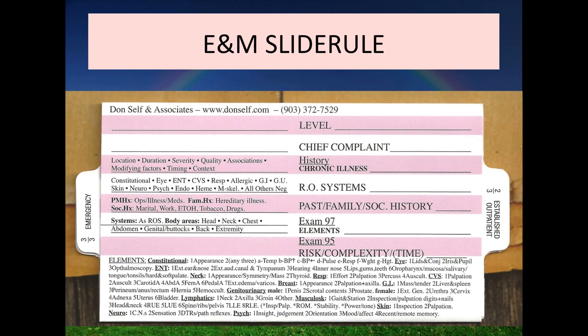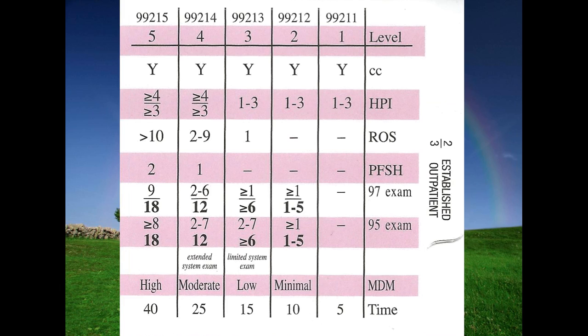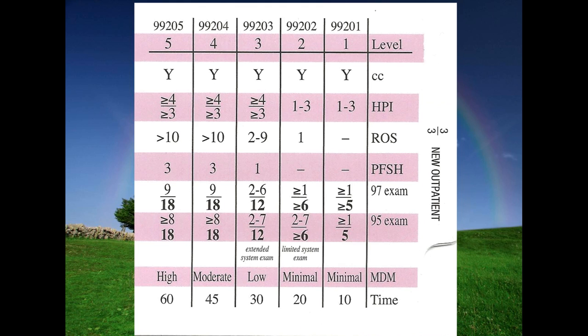E&M Slide Rule. This is a tool that I developed almost 15, 16 years ago in conjunction with the University of Nebraska, and we've sold I don't know how many of these. In the E&M Slide Rule, it shows the actual times that you'll find in the CPT code book, on the Medicare carrier manuals, etc. The 40 minutes for the level 5 for established patients, 25 level 4, 15, etc. And then the times for the new patients are going to be different. I'll be referring back to these times a little bit later, but if you have one of my slide rules, that's why the times are shown down here.